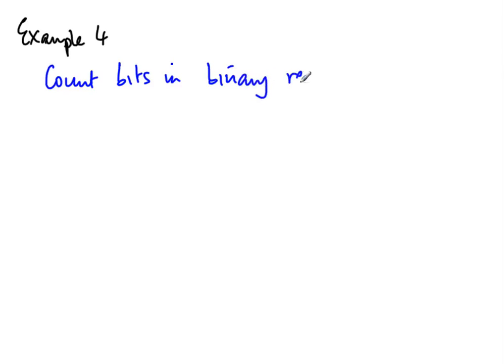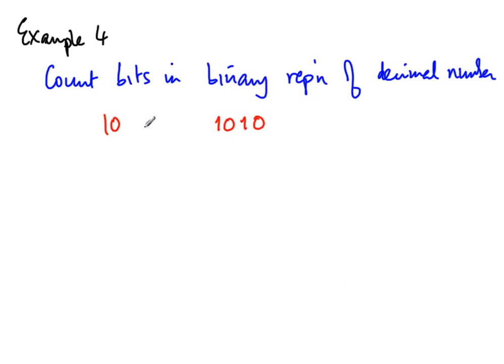So for our final example, we will look at something where there is a loop, but the loop doesn't directly run n times. The example here is to count the bits in the binary representation of a decimal number. For instance, if the input is 10, then the binary representation of 10 is 1, 0, 1, 0, and so the answer is going to be 4. So we want to count how many binary digits there are.